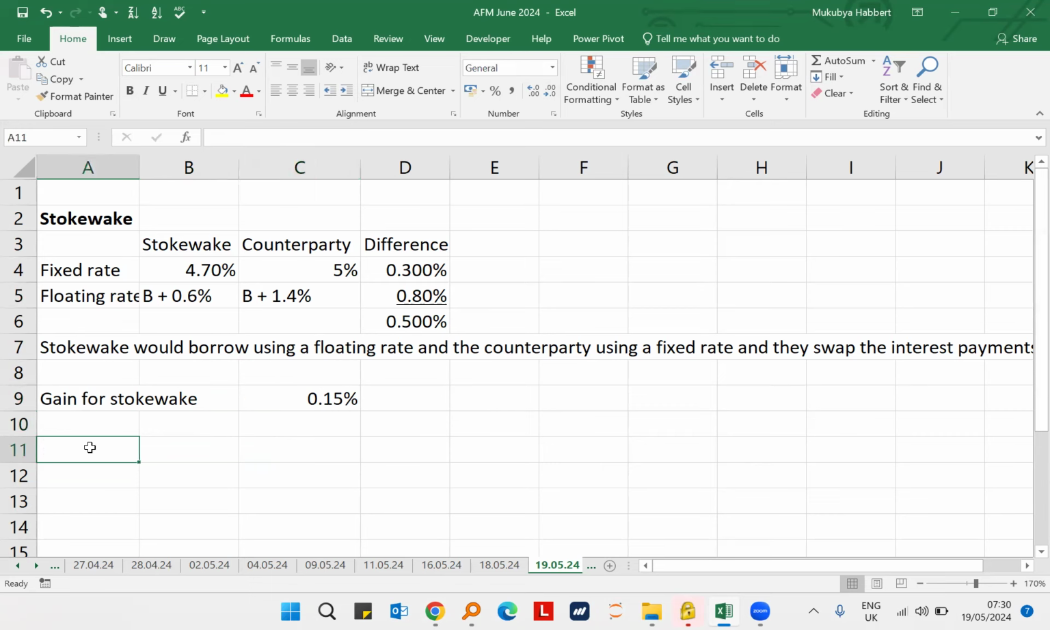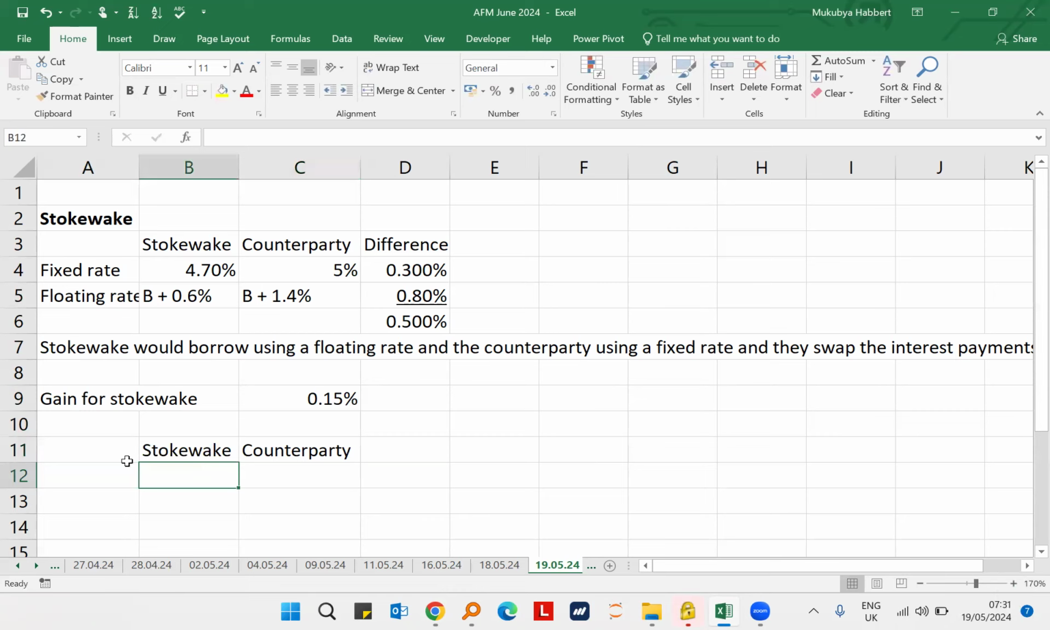So now we can look at the swap results on both companies. But of course, you really don't have to even calculate the one of the counterparty, because all you need to know is what's happening in Stockwake. But we can do them both so that you also see what's happening to the counterparty. Stockwake and counterparty.